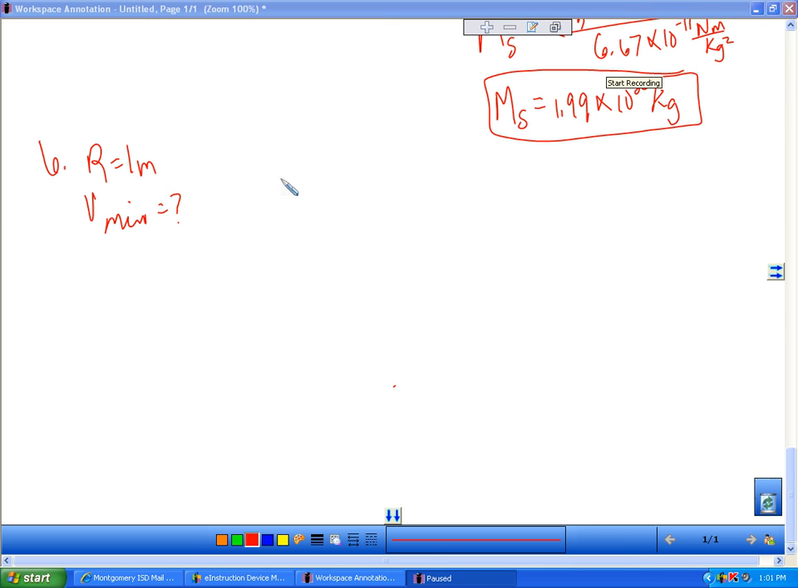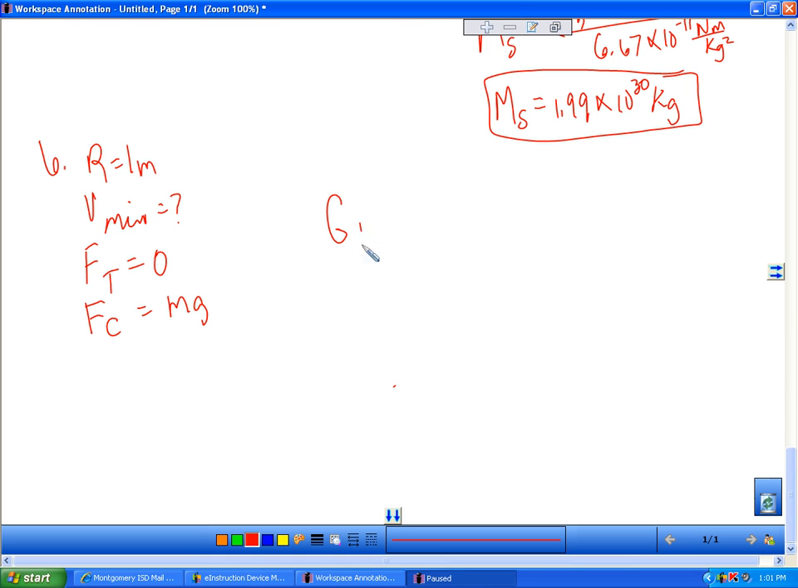Okay, number 6 does not give you a whole lot of information. To give you the radius, and that's about it. And they want to know the minimum speed. Well, if I'm looking for the minimum speed, I want the tension in the rope to be 0. I want it to be slack, in other words. So the only thing that's applying the centripetal force is the force of gravity, which is mg.